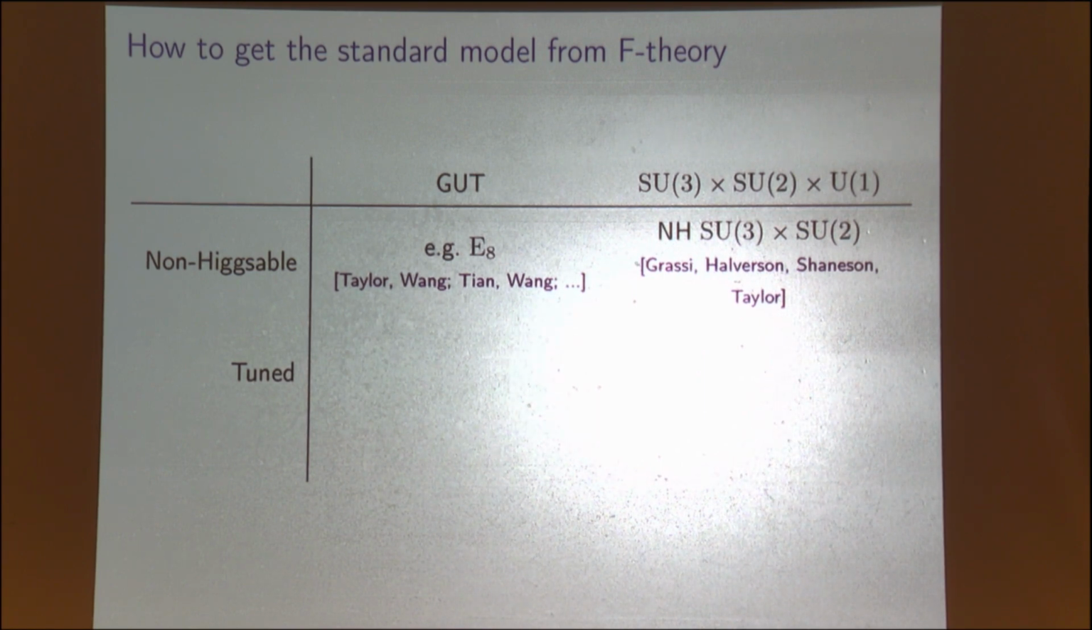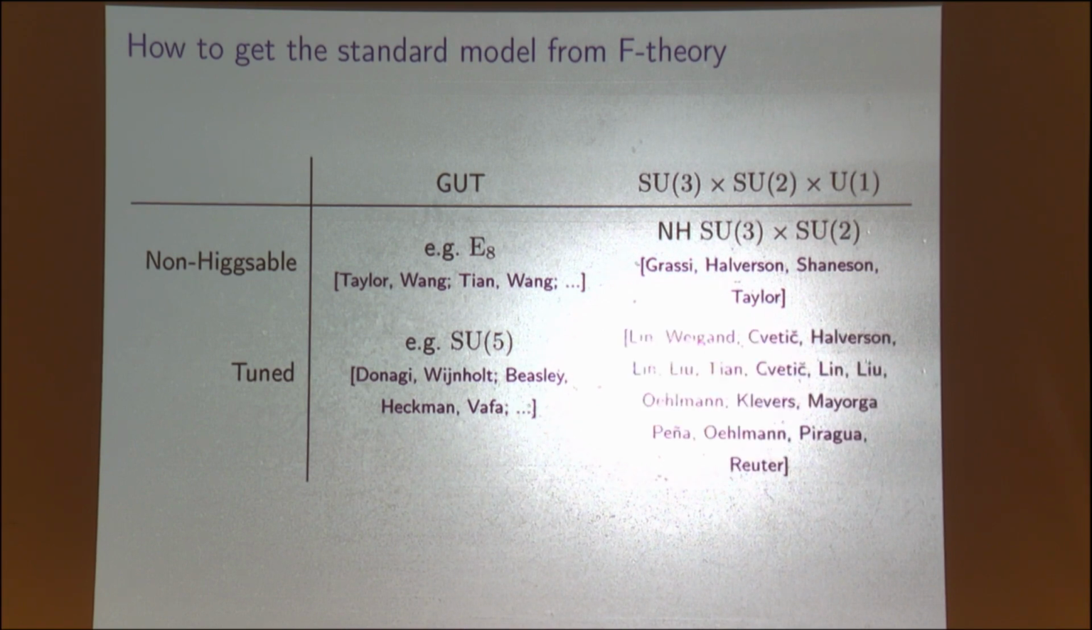You could instead try to directly find SU3 times SU2 as a non-Higgsable gauge group and then see what you get from that. Or you could go the tuned route and, for example, try to tune an SU5 and then break that down to the standard model. Or you could directly tune SU3 times SU2 times U1. And this is what we're going to be talking about today, a directly tuned standard model gauge group.